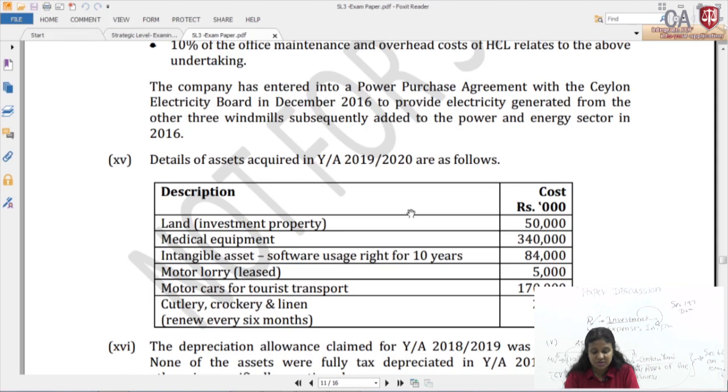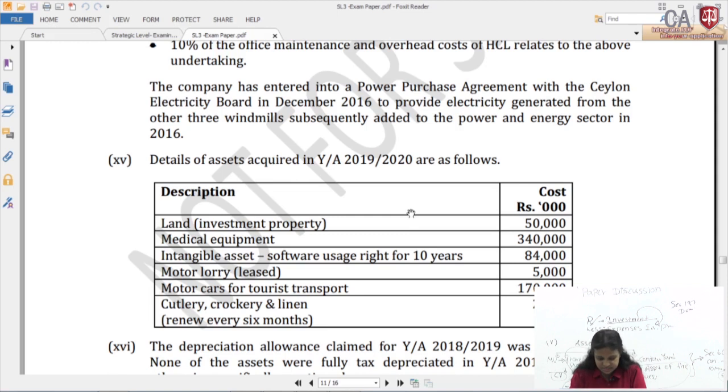Motor car used for tourist transport. Are you going to give capital allowances or not? I am giving the capital allowances. Why? This is a commercial vehicle. What is the purpose? The purpose is business, using it for transportation.